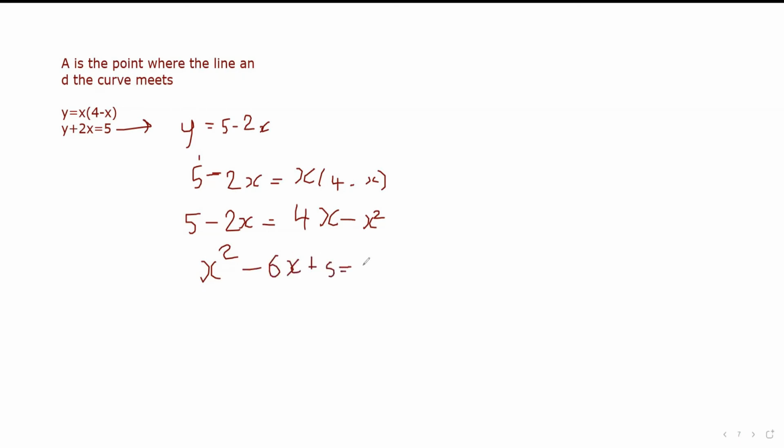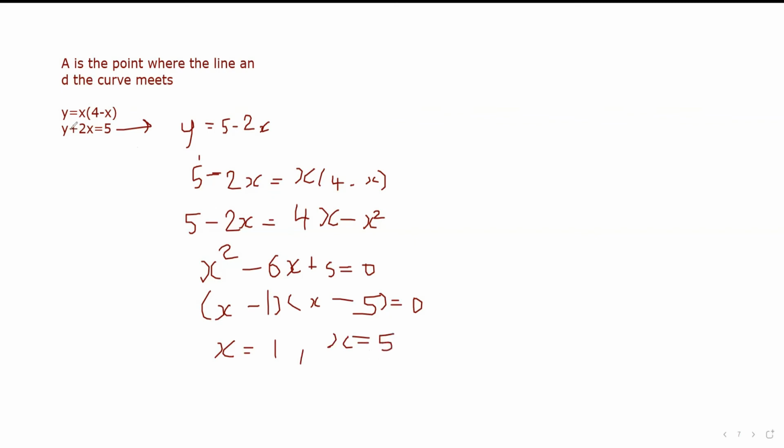Signs are the same, both of them positive. So we factorize. By factorizing, we're going to get 5 and 1. Signs are the same, both of them negative, so that's minus and minus. So we have the x here and the x here, and this equals 0. So what we end up getting, Marika, is x equals 1 or x equals 5. Cool with this?